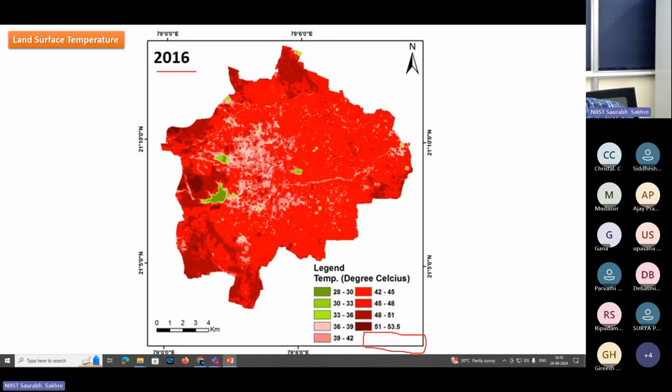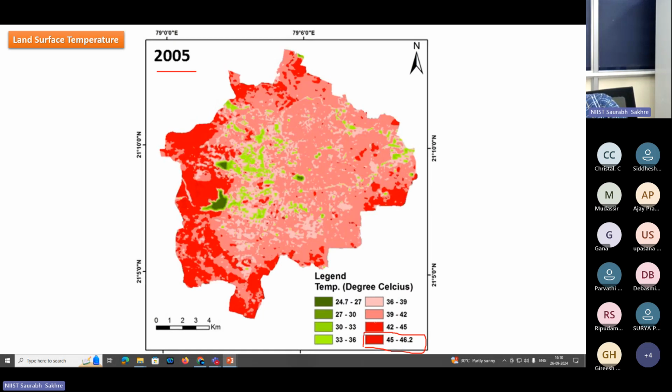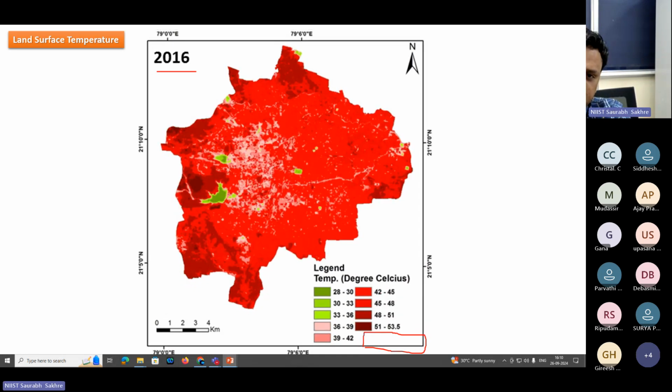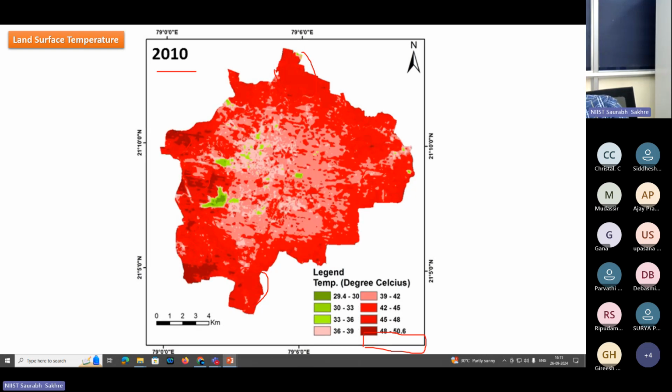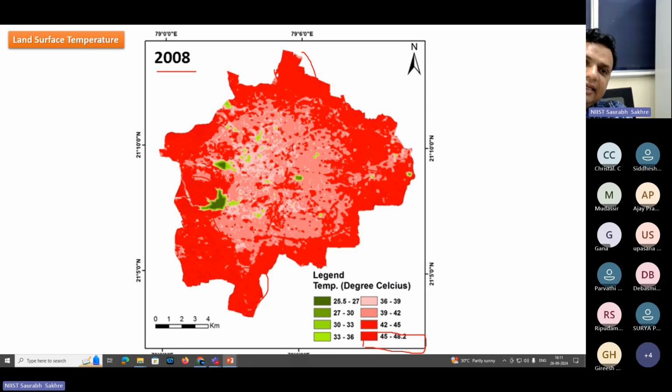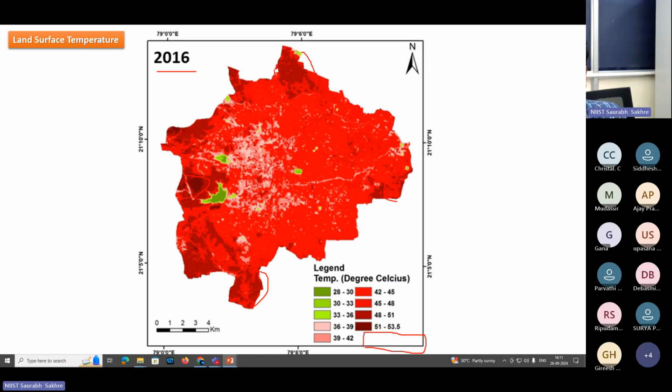This is 2016. Here again you see it has become more reddish, which means it is retaining the temperature. You can see here, because they constructed houses, they did urbanization, and they have converted Nagpur city into a low emissivity region, the temperature is more. And then we have worked out the areas.